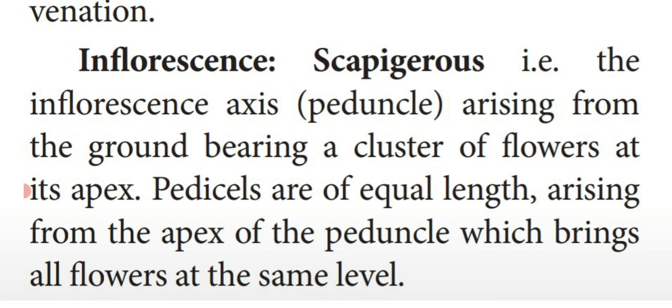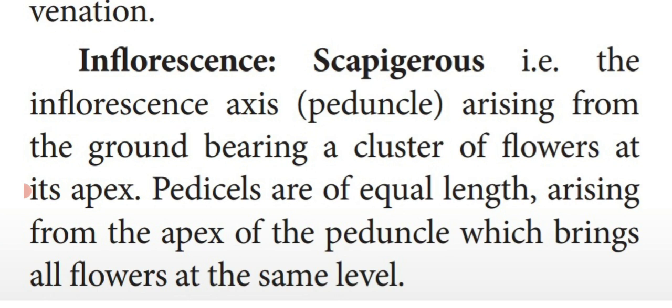Inflorescence: Scapigerous is an important 1 mark question. What is scapigerous? That is the inflorescence axis arising from the underground stem with a cluster of flowers at its apex. So the inflorescence axis, otherwise known as peduncle, arising from the ground, bearing a group of flowers, a cluster of flowers at the tip or apex. That is called scapigerous inflorescence.